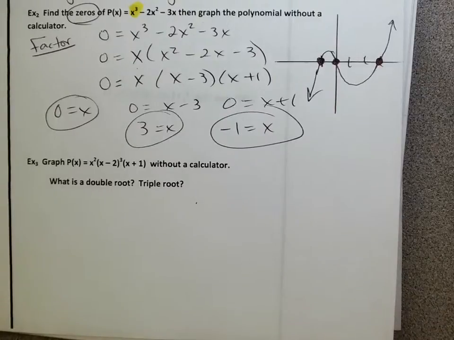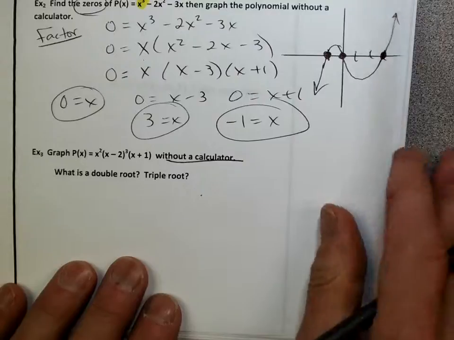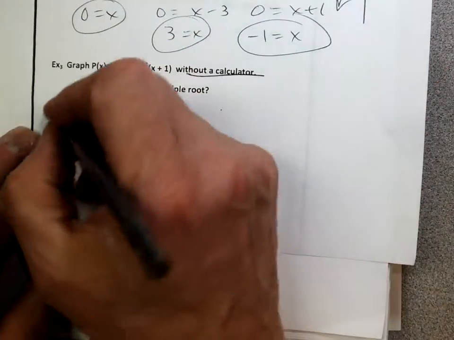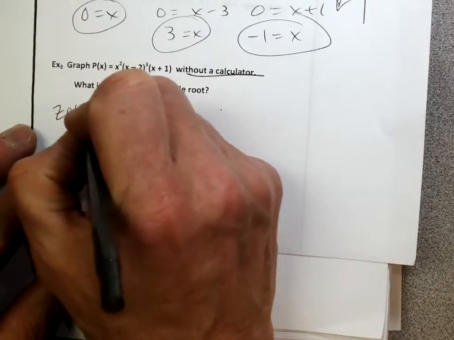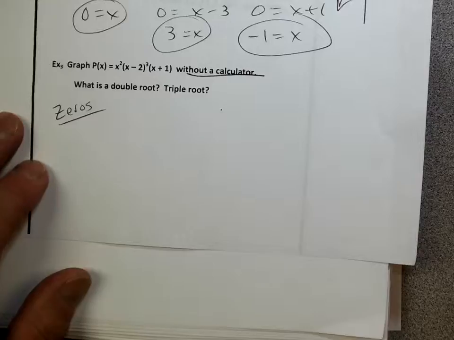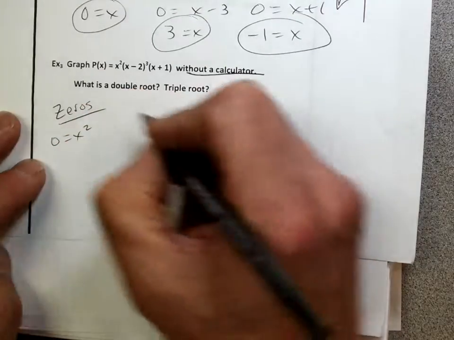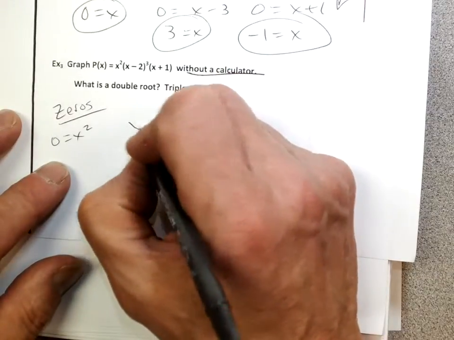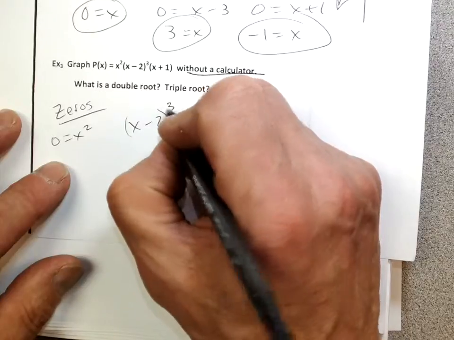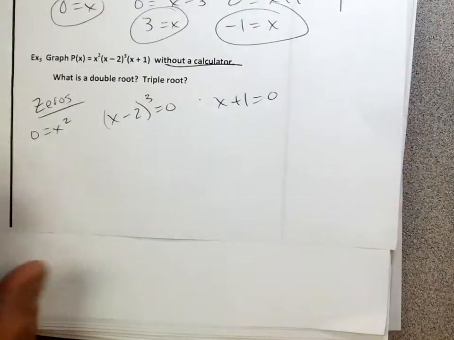Example 3. Graph this without a calculator. Okay. All right, let's see what happens. So first of all, let's find the zeros. Well, this one's already factored. So we don't have to worry about that. So we'd have one answer, 0 equals x squared. We'd have an x minus 2 cubed equals 0. And we'd have an x plus 1 equals 0, okay?